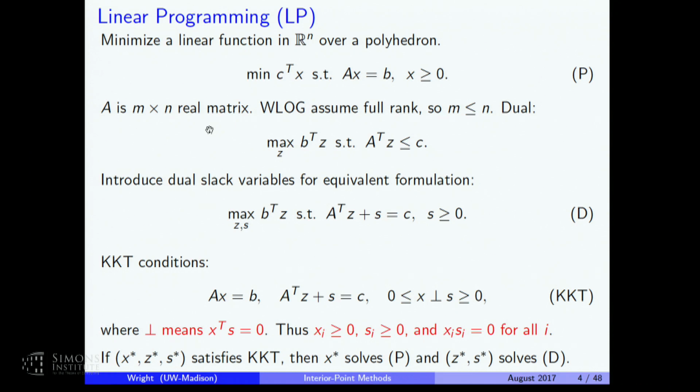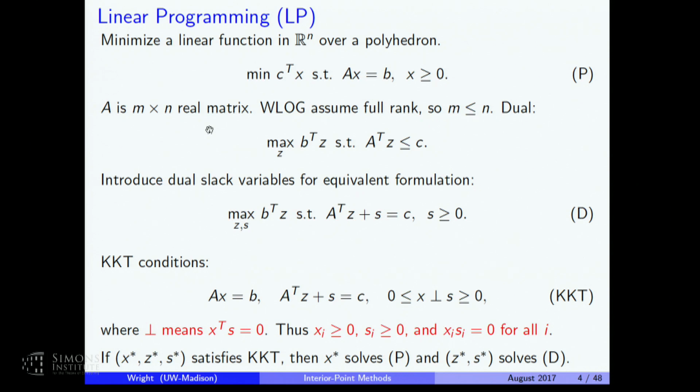Okay, so you can write down a dual of this: maximize b transpose z, where b is from the right-hand side here, subject to A transpose z less than or equal to c. A again is the matrix, c is the primal objective. And you can introduce dual slack s to capture the difference between the left and right-hand side of the dual constraints. So that's the formulation we'll stick to, where the dual variables are z and s is non-negative.